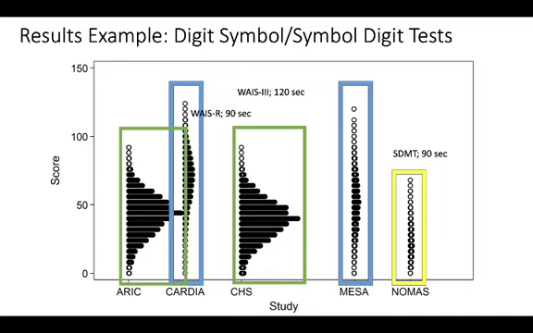So having all of that information was really helpful when we looked at the actual distributions across the studies. So again, you can see here the CARDIA and MESA with the WAIS-3 version looked quite a bit different in their distributions and ranges than the ERIC and CHS, which used the WAIS-R version, and from the NOMAS, which used the SDMT.